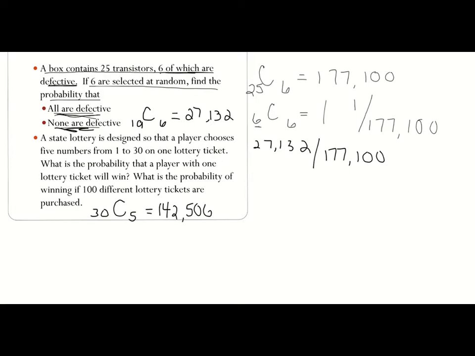Now, if you buy 1 ticket, what are your chances of winning? In that case, you have 1 ticket, so you have 1 chance of winning out of 142,506. Now, if you buy 100 different tickets, instead of having 1 chance of winning, you have 100 out of 142,506 different ways of winning.